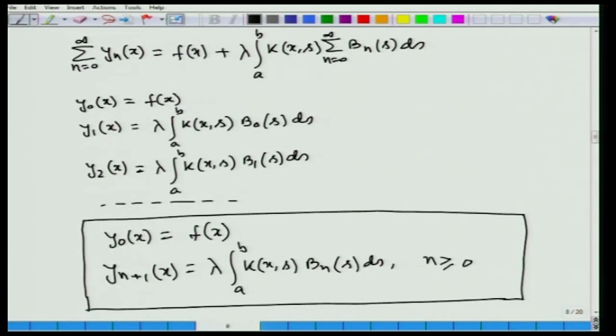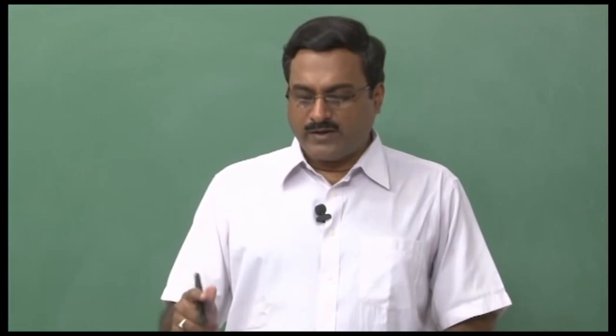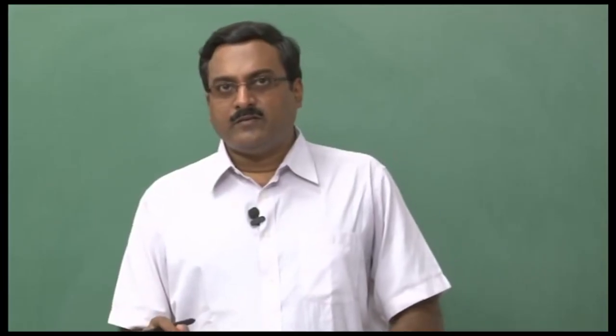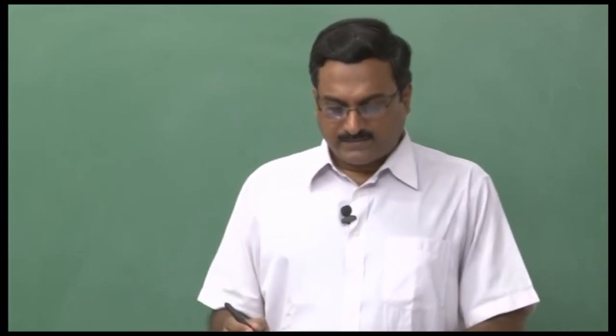Now, we first consider the relation between b0, b1, b2 with y0, y1, y2 for the particular case, that is g(y) is equal to y square, and then we use these expressions in order to find out the solution of a nonlinear Fredholm integral equation involving the term y square(s).